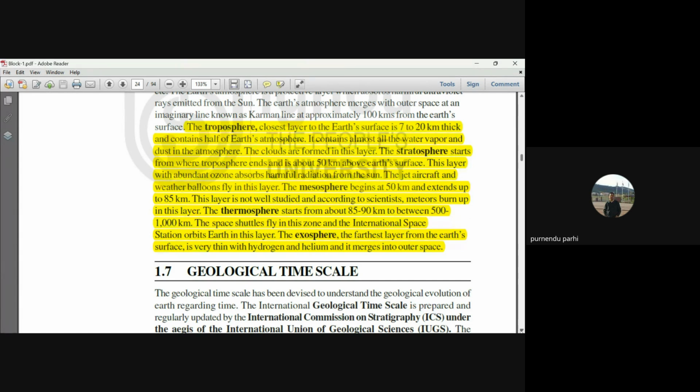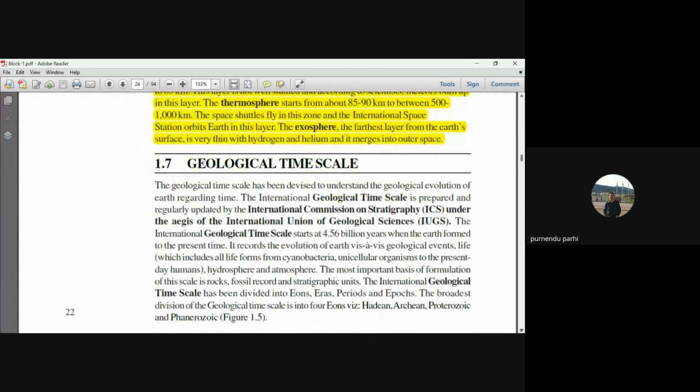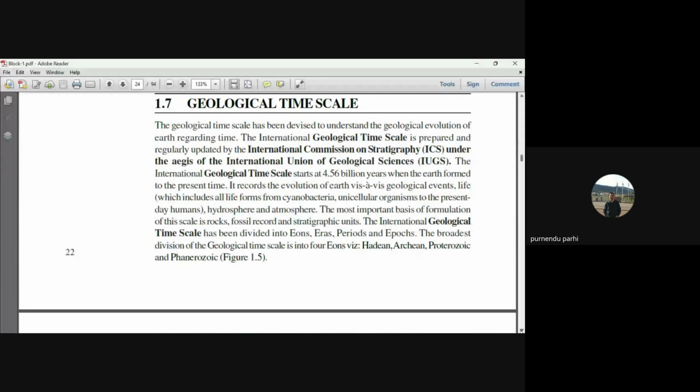outer space. Then the geological time scale. The geological time scale has been devised to understand the geological evolution of Earth with regard to time. The International Geological Time Scale is prepared, regulated, and updated by the International Commission on Stratigraphy under the aegis of the International Union of Geological Sciences.